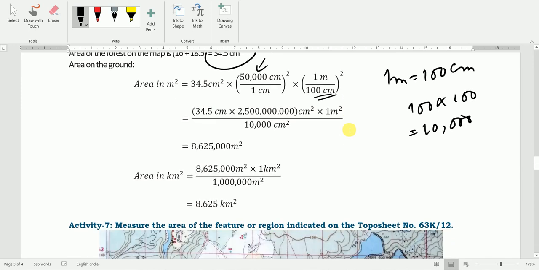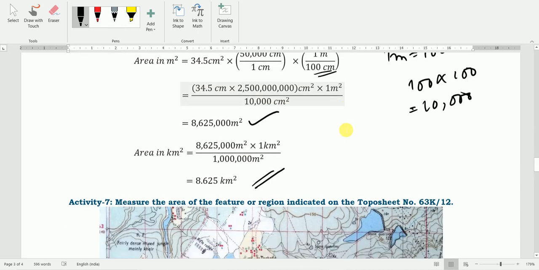So after this we have got this 8,625,000 square meter, and the area in kilometers, the area in square kilometers.